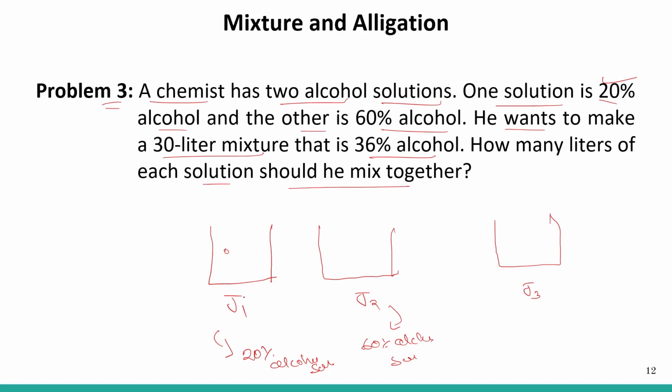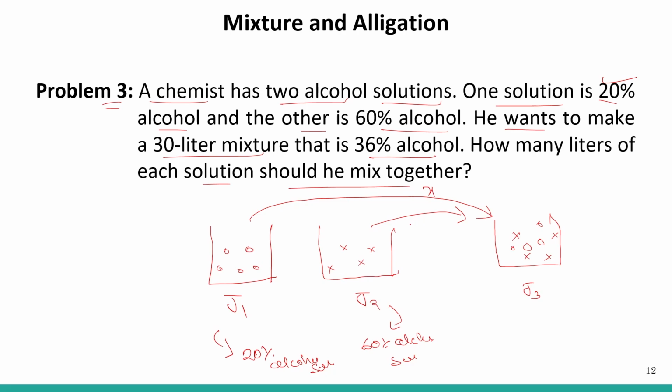Okay, so let's denote the 20% alcohol solution with small circles, and the 60% alcohol solution with crosses. What you do is take some parts from here and some parts from here, and mix them here. So what you have here is a mixture of both. So this is what you have.